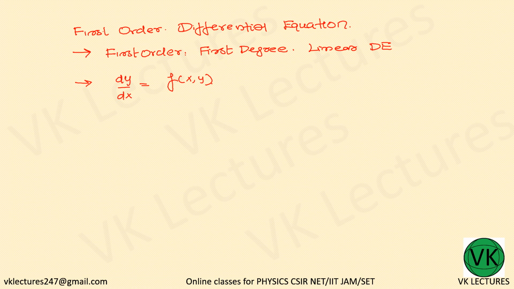Now you can write the differential equation of the form M of x comma y dx plus N of x comma y dy equal to 0. That means you can separate out the dx term and dy term. Now this is the general form of first order first degree linear differential equation.